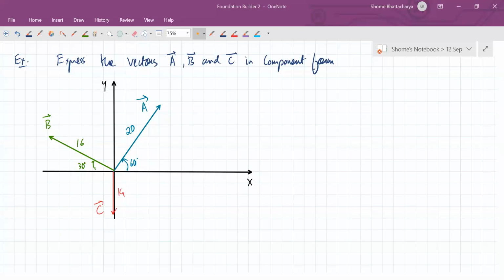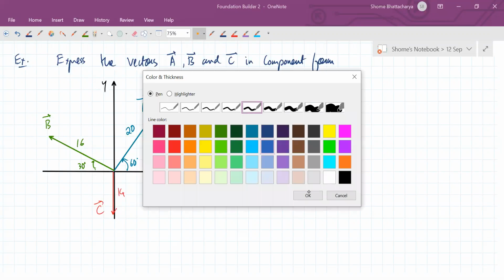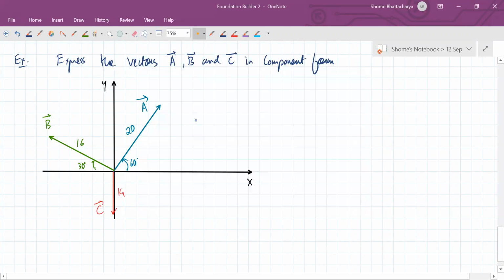Okay. I'll be sending you the notes, so don't worry if you've not written down everything in detail. You can write down later from the PDF notes. I don't want to delay the whole class for your writing now.